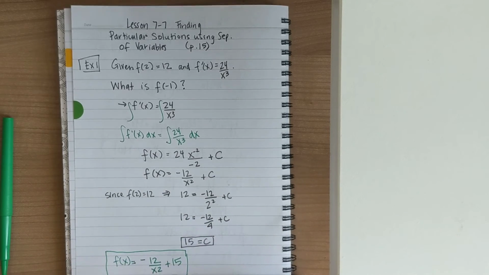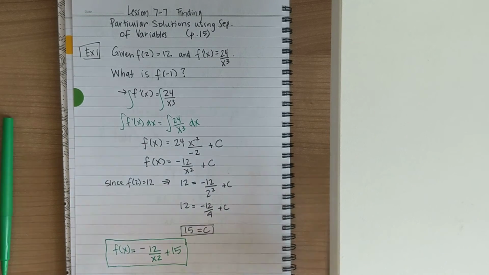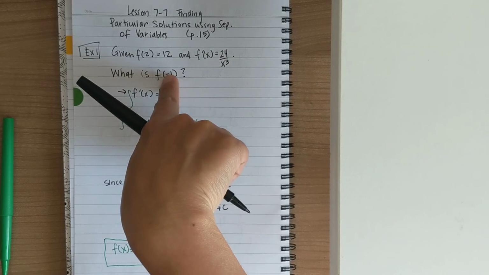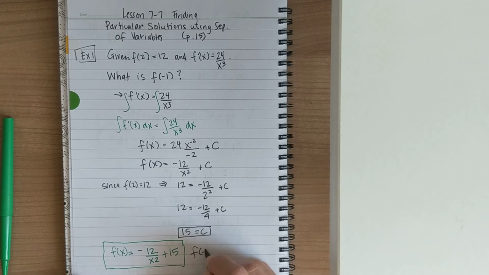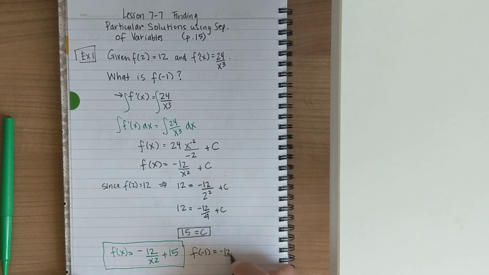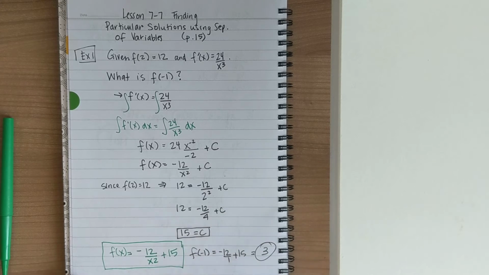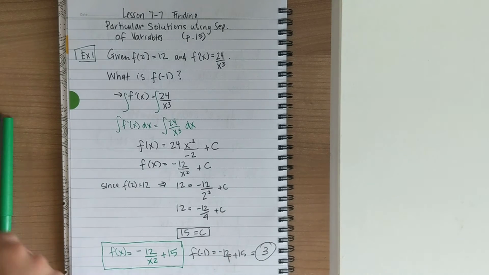I'll scoot that up a little bit so you can see. And now the only last thing I need to do is find f of -1. So what is f of -1? F of -1 is just going to be -12 over 1 plus 15, which equals 3. Okay?